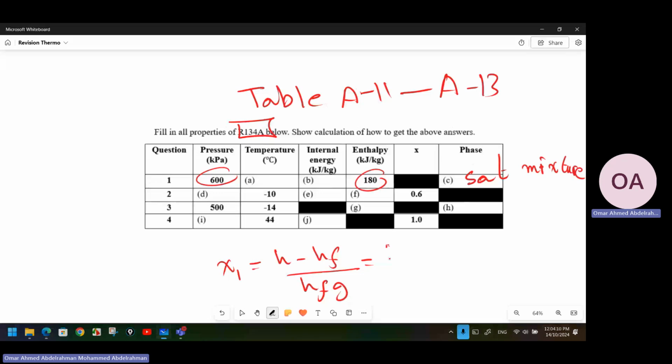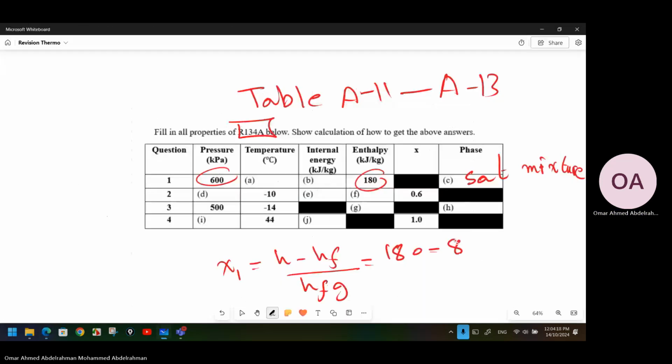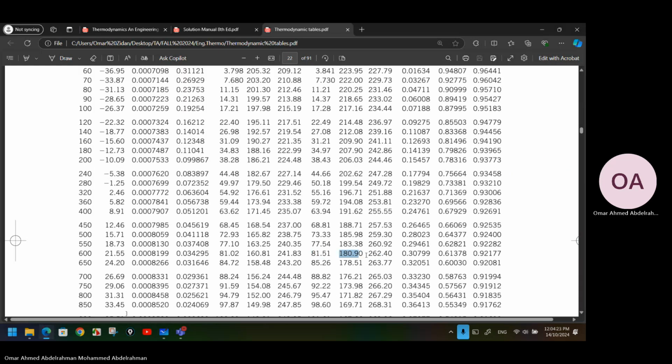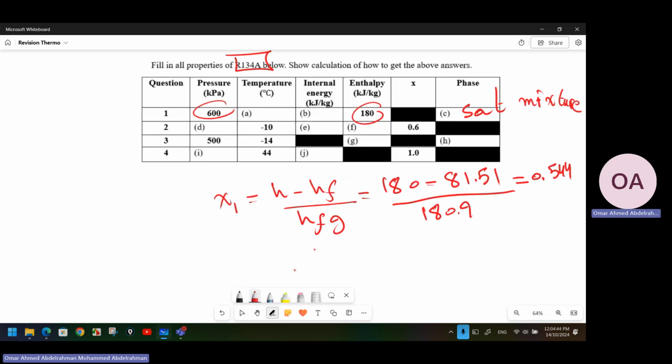h, the one that I have, is 180. hf is 81.51. hfg is 180.9. Then the quality is equal to 0.544. Okay, so why did I calculate the quality? Because I will need it to calculate the internal energy. Any property at a saturated mixture state, you need to use the quality equation.